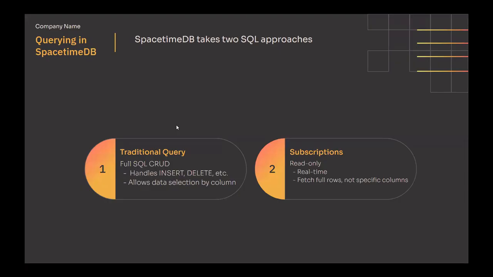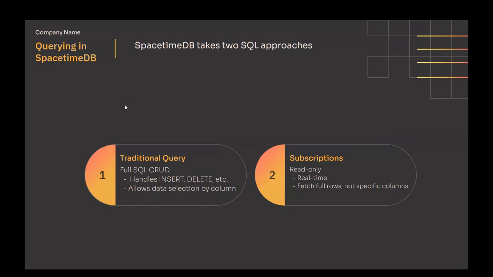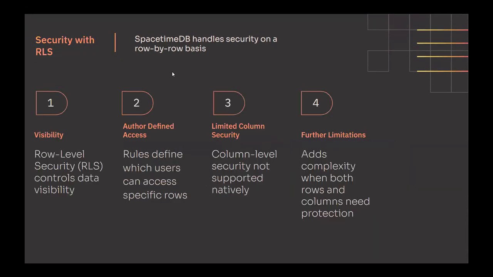SpacetimeDB allows for the use of two SQL subsets. The first is a traditional SQL subset that allows manual data manipulation through the use of queries like insert and delete. It also allows selecting data by its column, which isn't permitted for the other one, the subscription subset, which is a more specialized version that allows retrieving a real-time view of the table for updating and reading automatically. Because of this automatic process, it doesn't allow for manual querying like insert or delete.